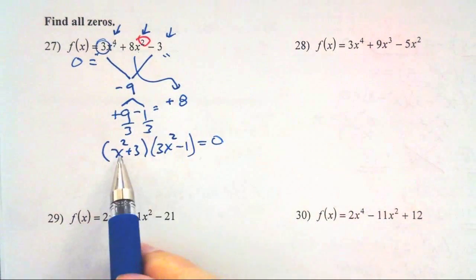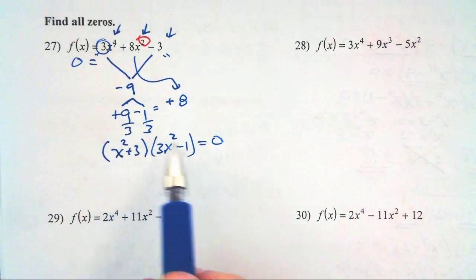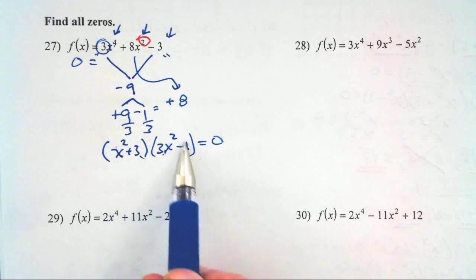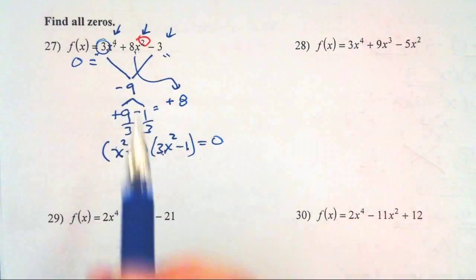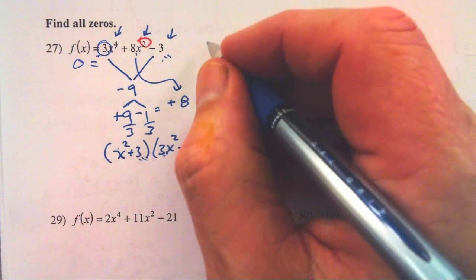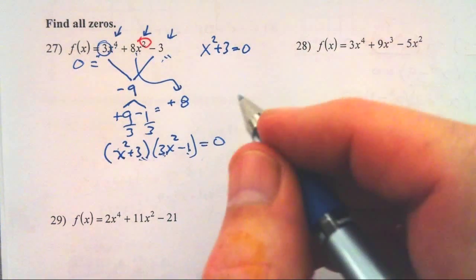Take a quick look, foiling. I get 3x to the 4th. Got it. I get minus an x squared. I get plus 9x squared. Minus an x squared plus 9x squared. Got it. I get plus 3 times minus 1. Got it. So either x squared plus 3 equals 0.